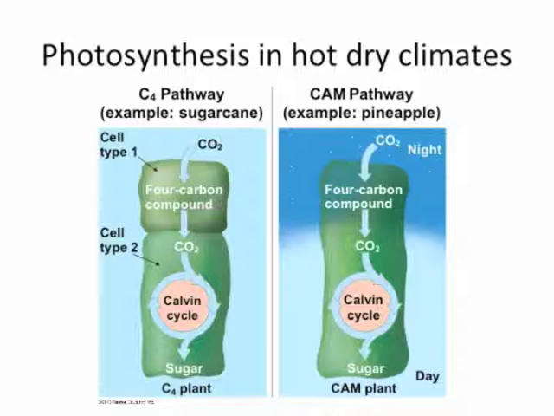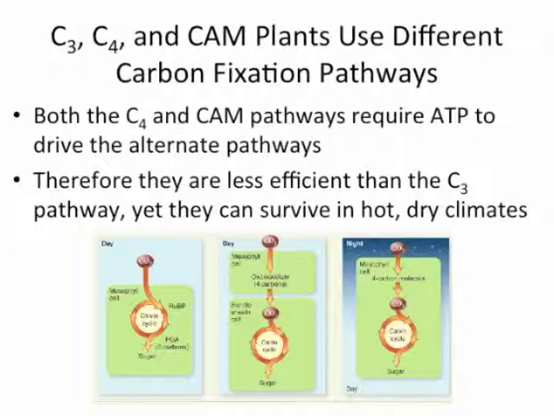You might wonder, looking at these, why don't all plants do it this way? Why do some of them have this mechanism that we first talked about that breaks down completely on hot and dry days? Well, it's because there's a trade-off. The C4 and the CAM pathways require extra energy to do this. So in order to make that 4-carbon sugar, either in the separate cell in the C4 plant, or at night in the CAM plant, they need to burn ATP to drive those pathways. So they're less efficient than a C3 plant, yet they can survive in hot, dry climates.